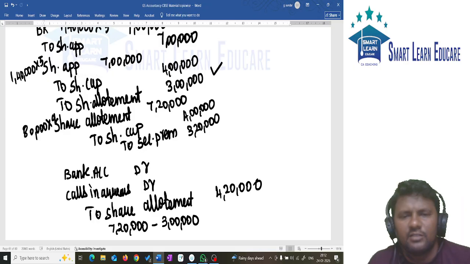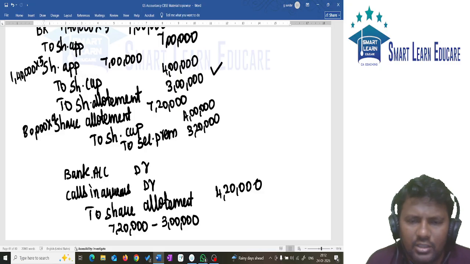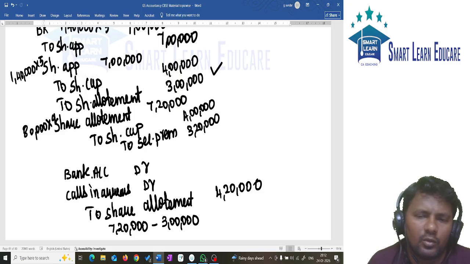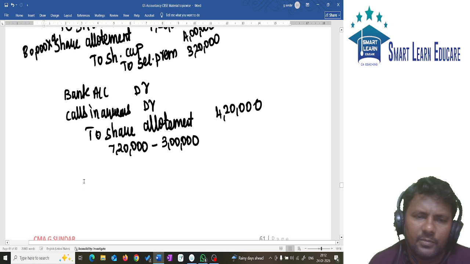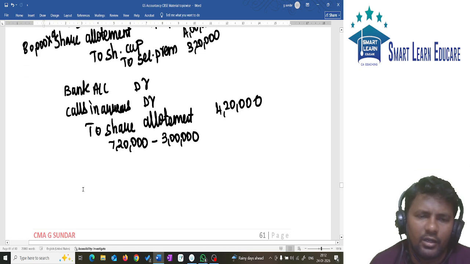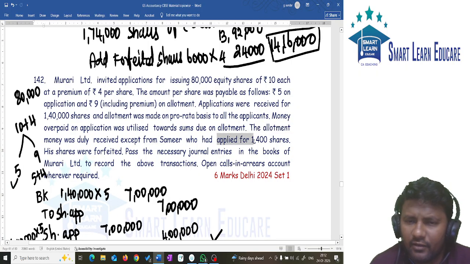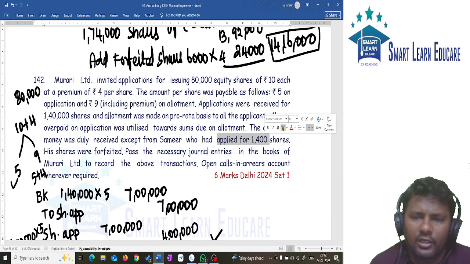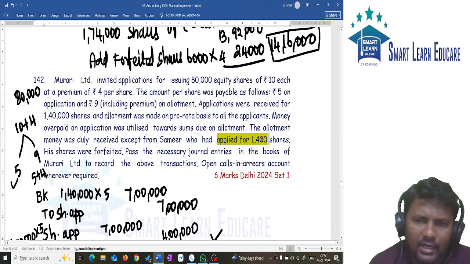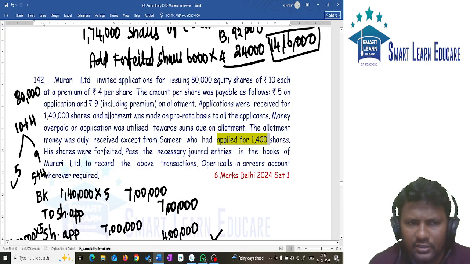If every person has paid the money, then we would have received 4 lakh and 20,000. But not all the persons have paid the money, because we have some default also. What is the default which is given? The allotment money was duly received except from Mr. S, who has applied for 1,400 shares.